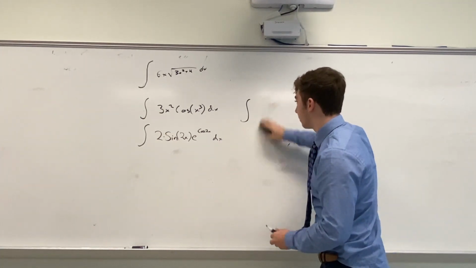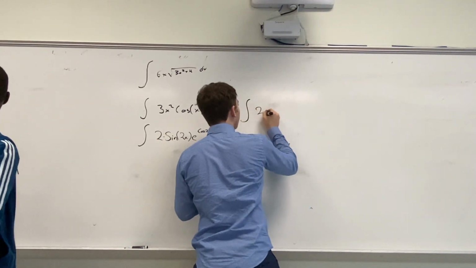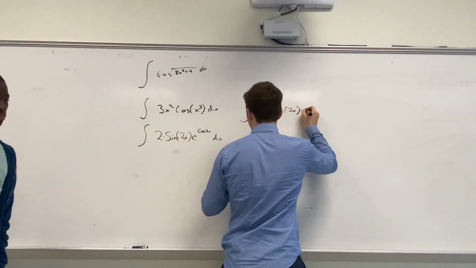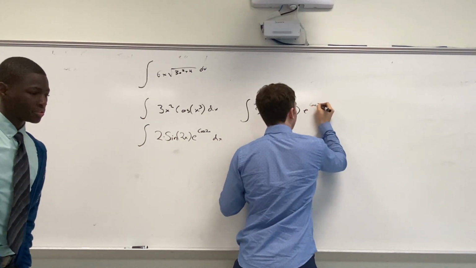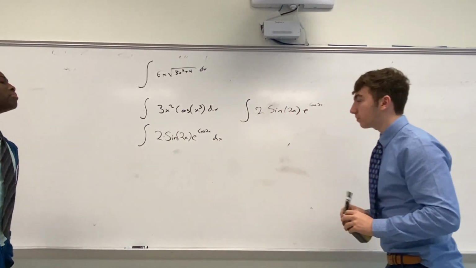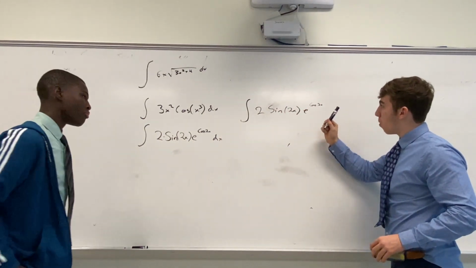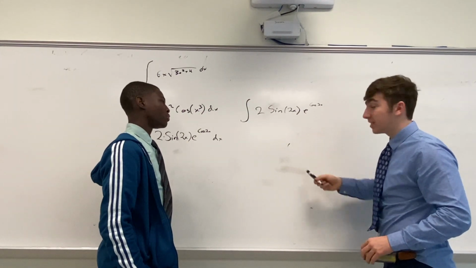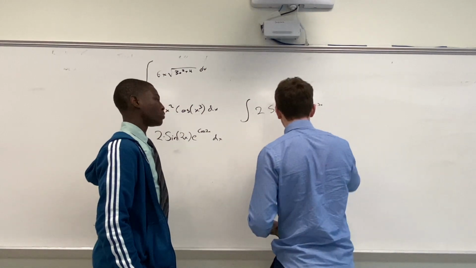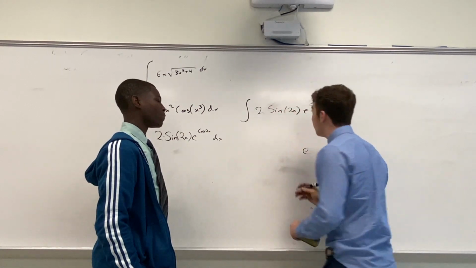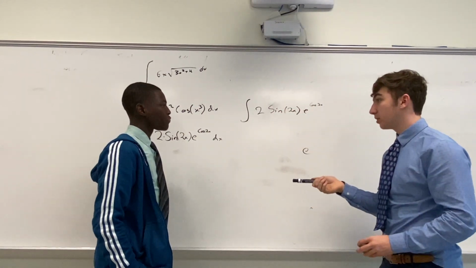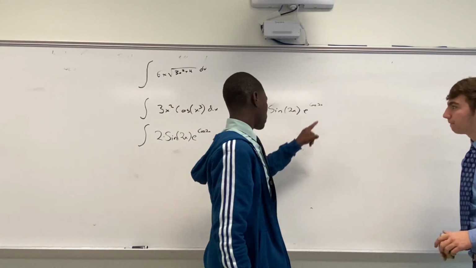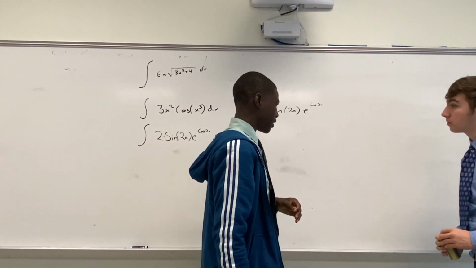We'll write this out. So you have 2 sine of 2x times e to the power of cosine 2x. Okay? So remember, anytime we have something to the power of e, that's always going to stay there after the integration. So we know we're going to have something to the power of e. Okay? So do you want to have a go at this? I think, do we make u cos of 2x?